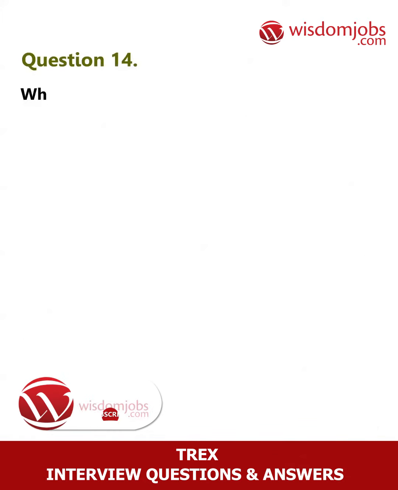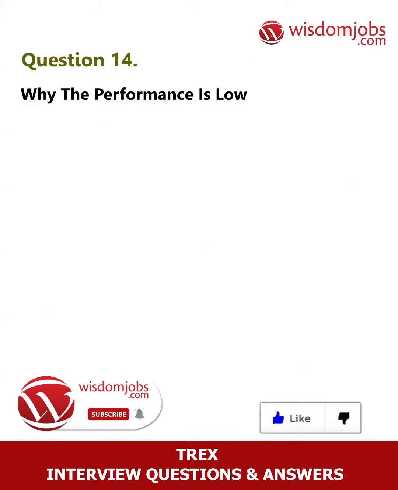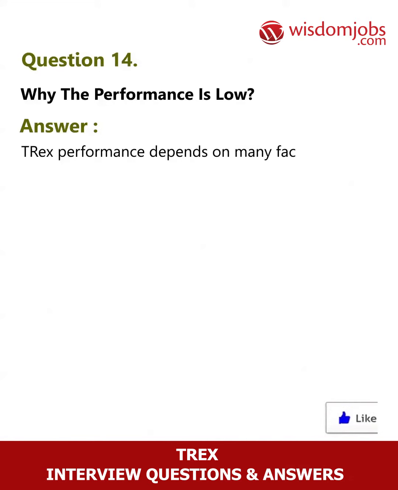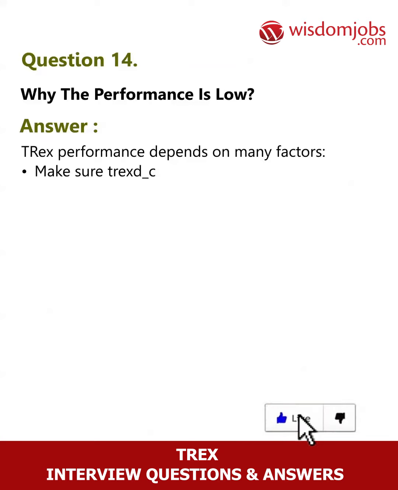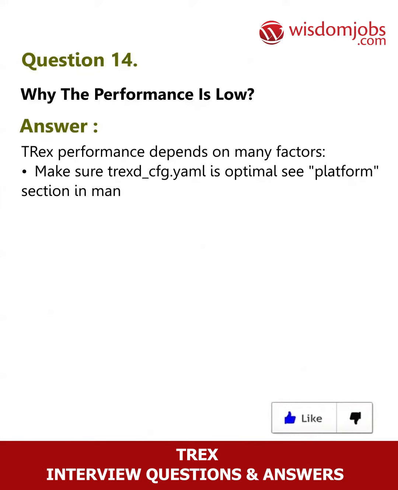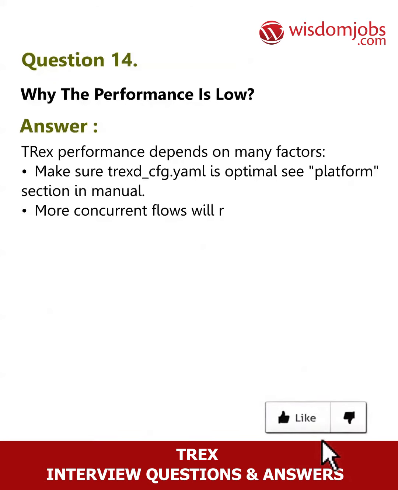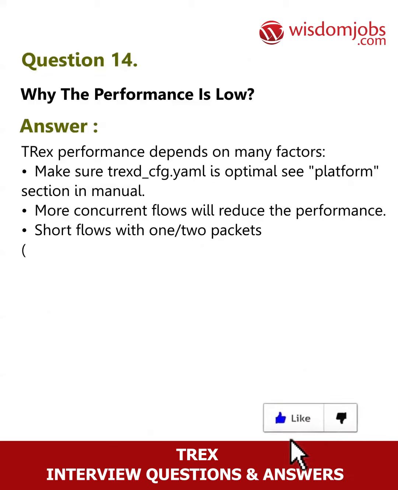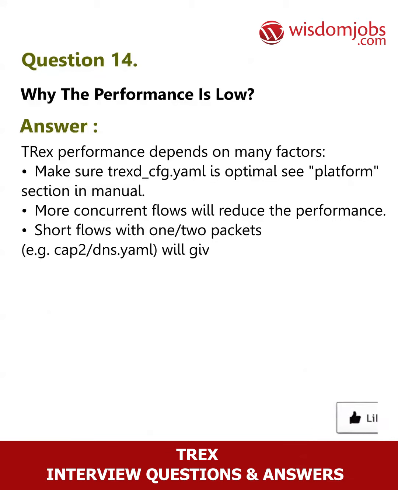Question 14. Why is the performance low? Answer. TRex performance depends on many factors. Make sure the trex_cfg YAML is optimal. See the platform section in the manual. More concurrent flows will reduce the performance. Short flows with 1-2 packets, e.g. cap2/dns.yaml, will give the worst performance.